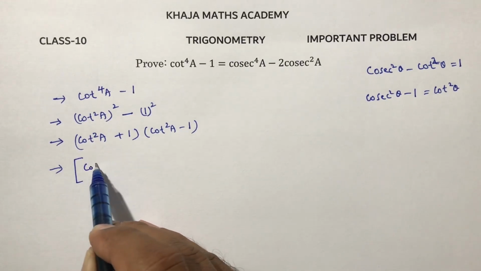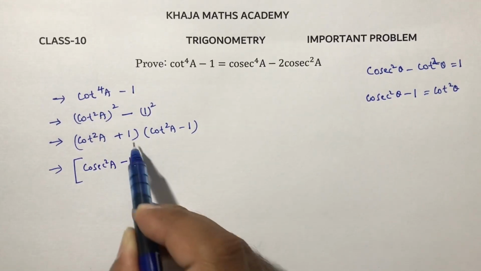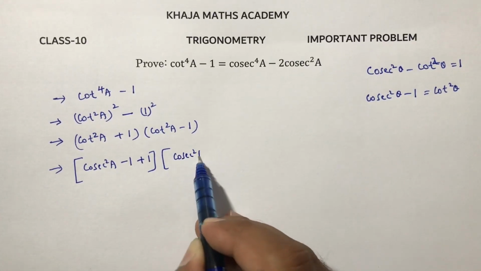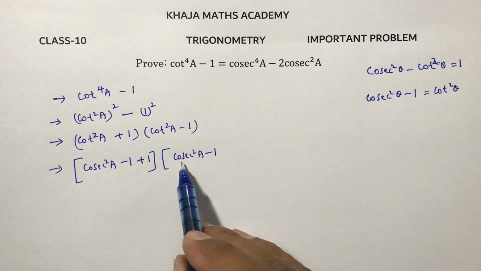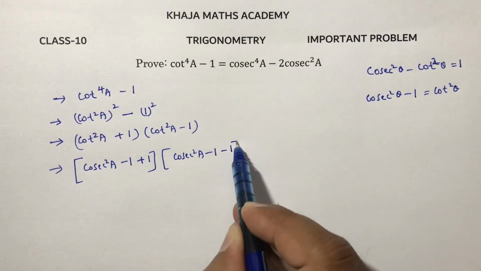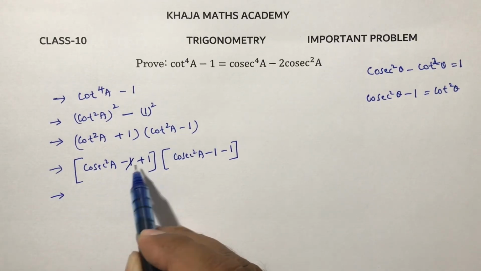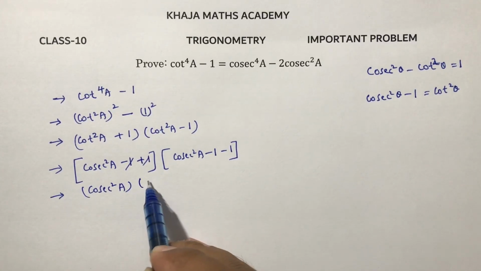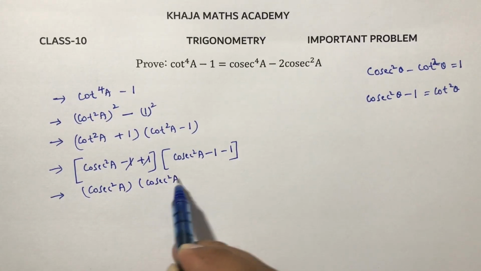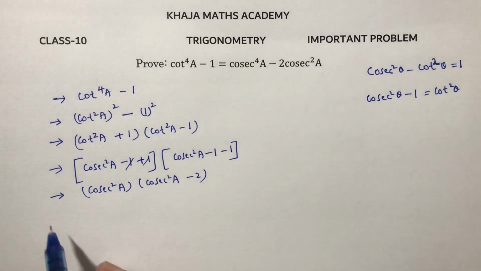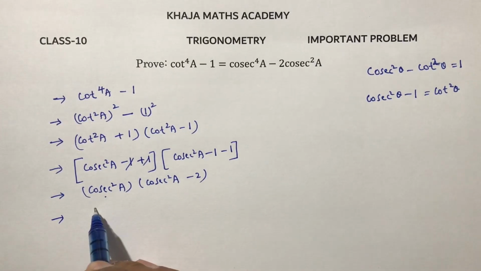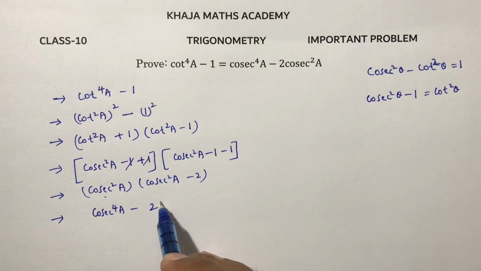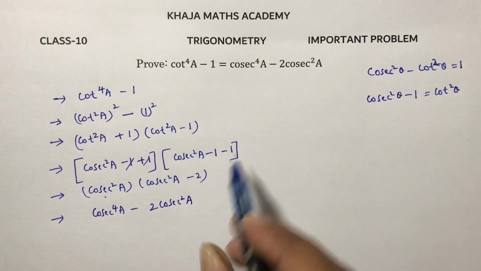So here, cosec square a minus 1 plus 1. Here, cosec square a minus 1. For cot square I am writing cosec square a minus 1 and again minus 1. So next minus 1 plus 1 cancel. Here it is cosec square a. Here, cosec square a minus 1 is minus 2. Now cosec square a into cosec square a, you will get cosec power 4a minus cosec square into 2 is 2 cosec square a. So you got the answer.